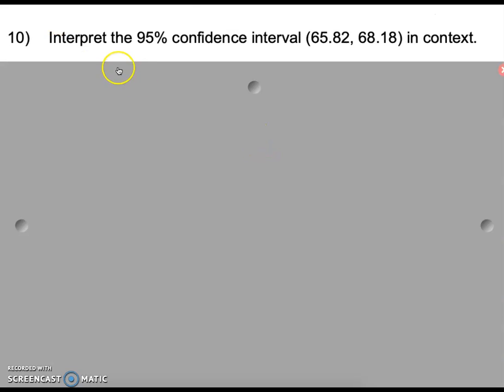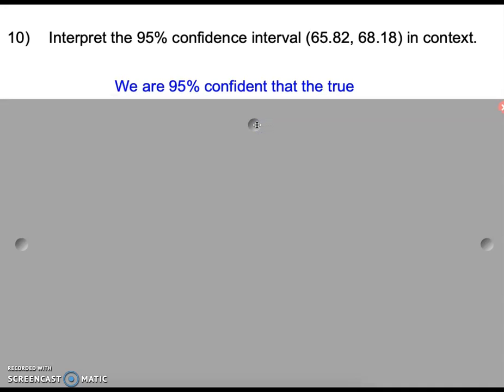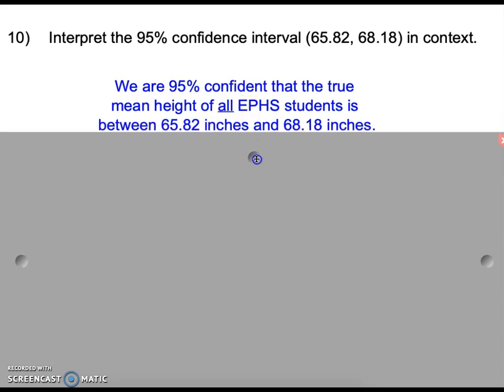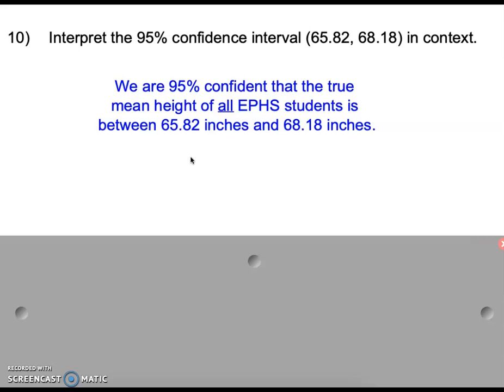Okay, last slide. Interpret what this confidence interval means in context. So we are 95% confident that the true mean height for all Eden Prairie High School students is between 65.82 and 68.18. This slide here exhibits the importance of statistics. We were able to take a sample of 25 Eden Prairie High School students and make a prediction for all Eden Prairie High School students. That is one of the main purposes of statistics.